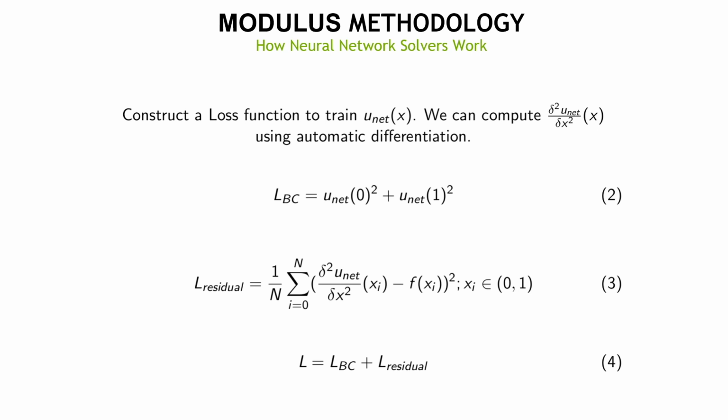Then in equation 3, we have the residual loss inside the domain. For this loss, we sample the solution along the domain, compute the second derivatives using auto-differentiation, and construct the loss as a mean-squared error. Equation 4 just shows that the total loss that we want to minimize is the sum of the boundary condition loss and the internal residual loss.